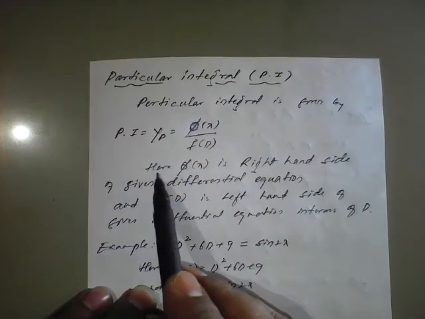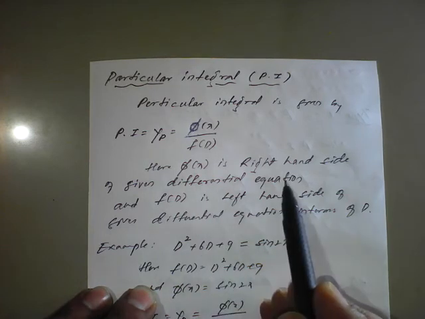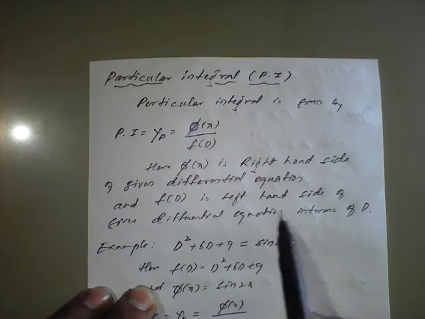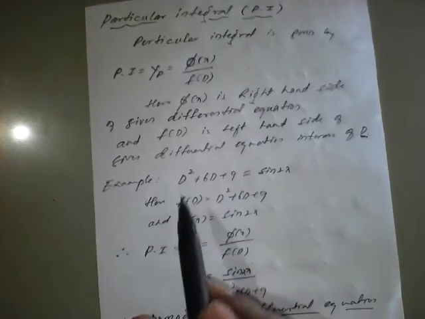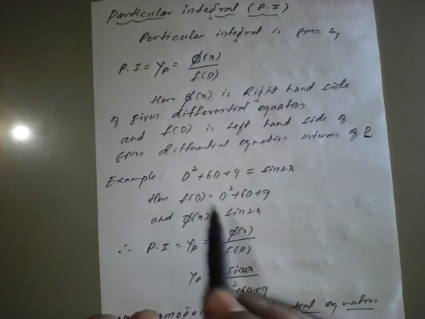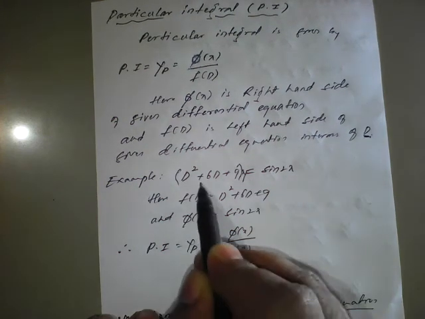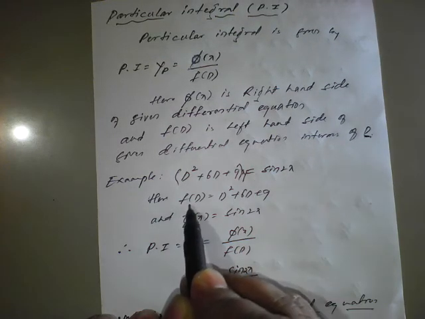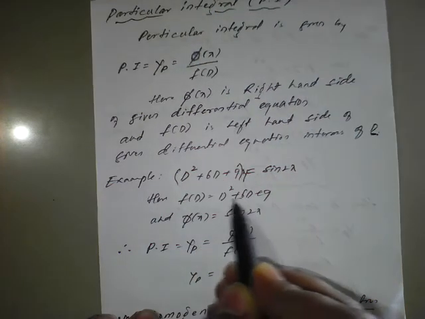Just see, I have explained here. Phi of x is the right hand side of your given differential equation, and f of D is the left hand side of the given differential equation in terms of D only. For example, if the equation is given like (D square plus 6D plus 9) of y equal to sin 2x, then f of D is nothing but the inside bracket, D square plus 6D plus 9, and sin 2x is nothing but phi of x.